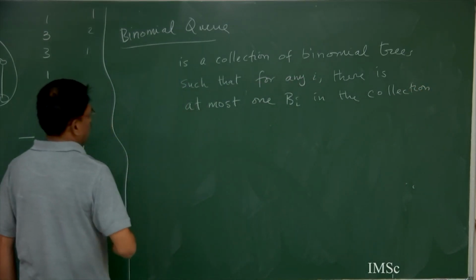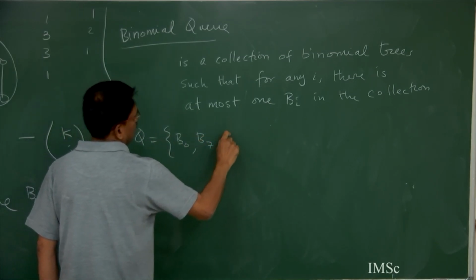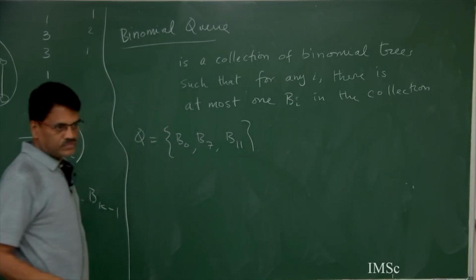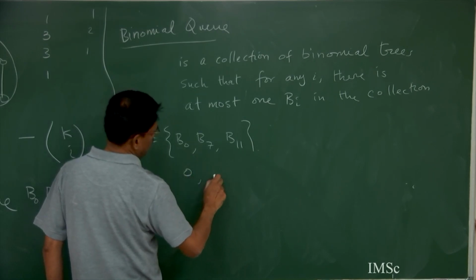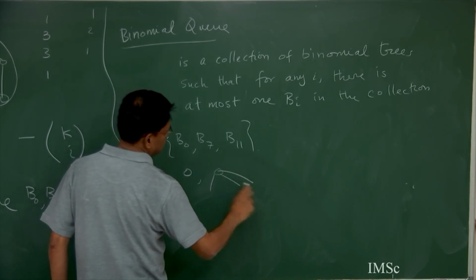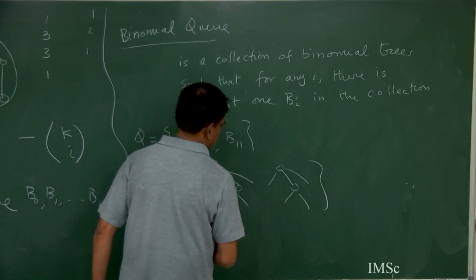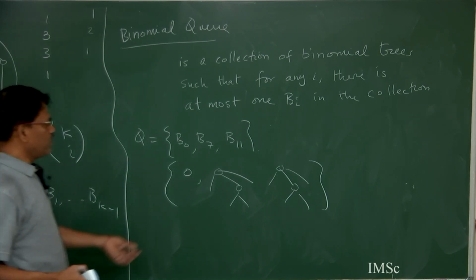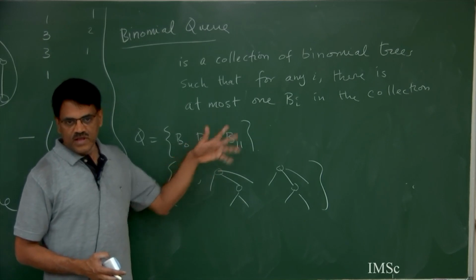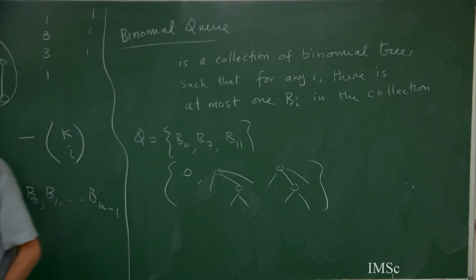So, I could have a binomial queue that is B0, B7, B11. Okay. So, it is basically a tree which has B0 as one node, and B0 will be looking like something, and it will be B11. So, this collection of trees is what I call a binomial queue. The only thing I want is that I cannot have 2 B5s or 2 B7s or 3 B8s and so on. For any i, at most one Bi is there.